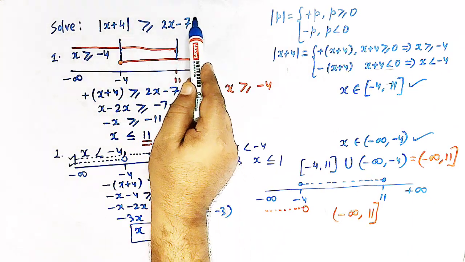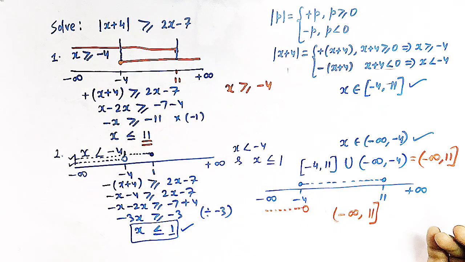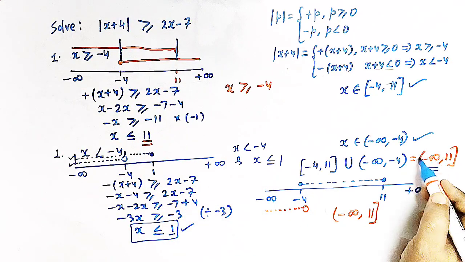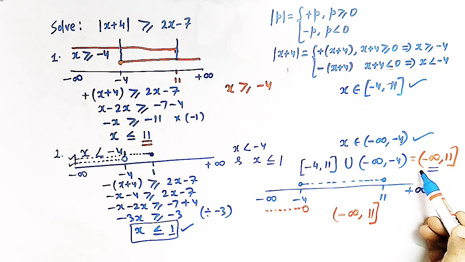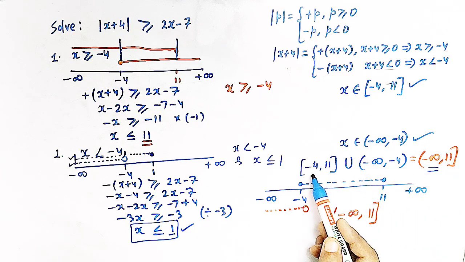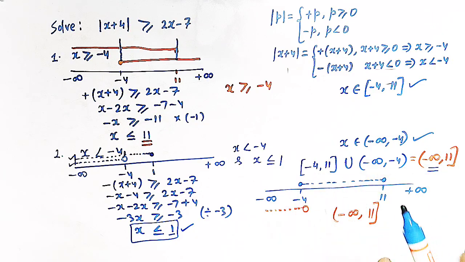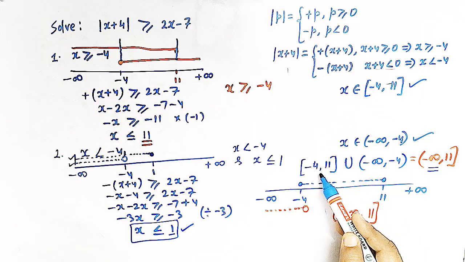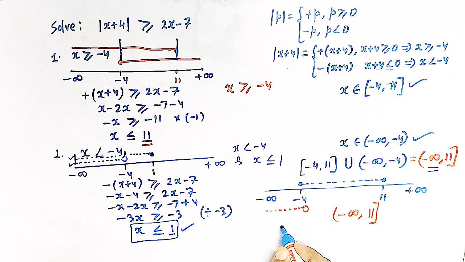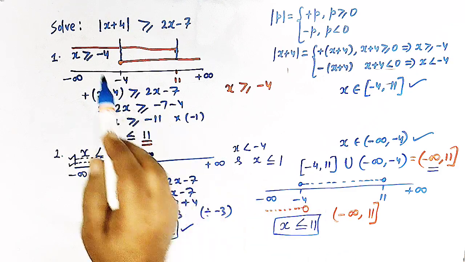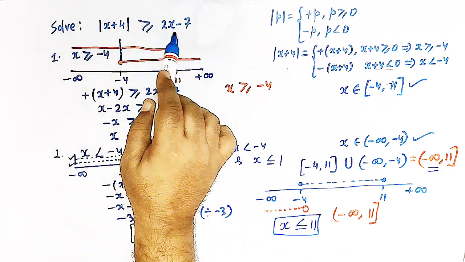So viewers, the solution of this inequality is given by this interval, from minus infinity to 11, right? And we have obtained this solution by combining these two intervals, that is, by taking the union of these two intervals. And this interval can also be written as x less than or equal to 11. So this is the final solution of this inequality.